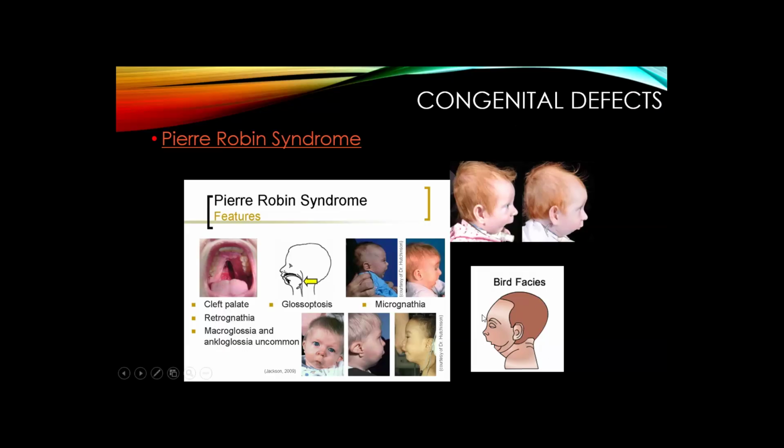They call these kids the profile. It's a bird face. Okay, so you look at them and their chin is really, really low and recessed. Their ears are usually a little bit low and rotated forward. But then they have a huge tongue, so it can block the airway.